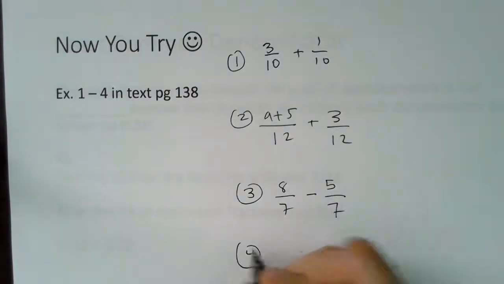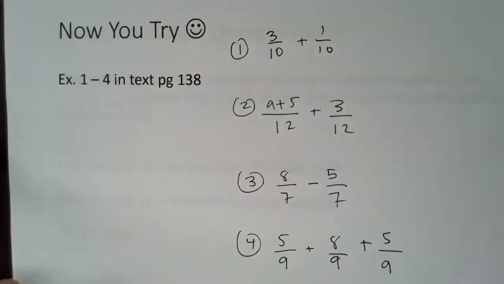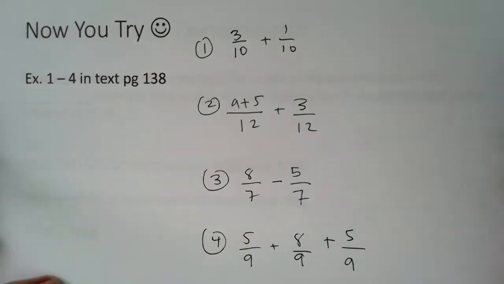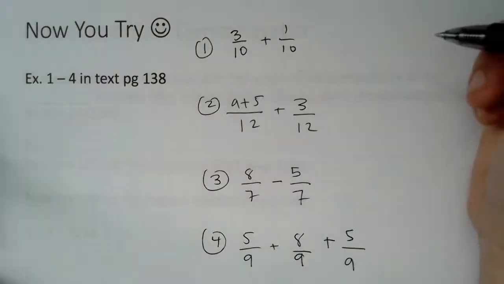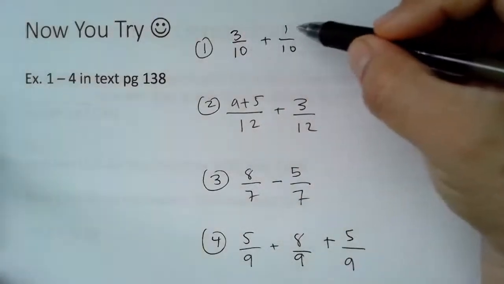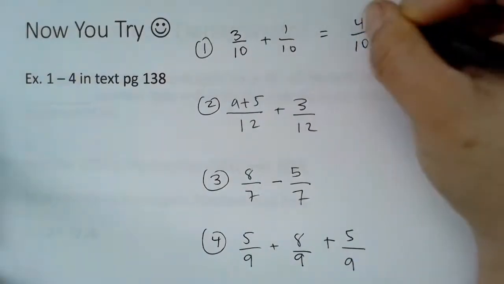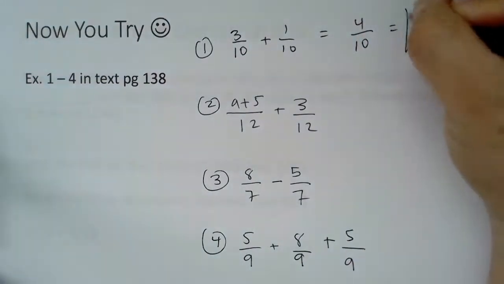And then number 4, which is 5/9 plus 8/9 plus 5/9. Okay? So if you want, you can go ahead and pause and then do these, or just wait and we'll do them together, okay? So 3 plus 1, so all you have to do is just add across the top, so that's 4/10. We reduce this, becomes 2/5.